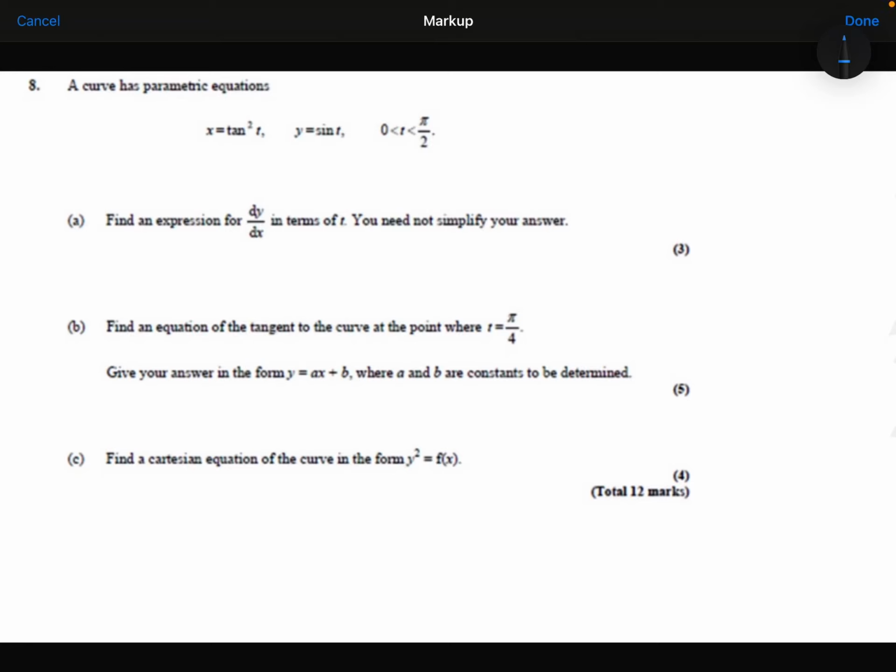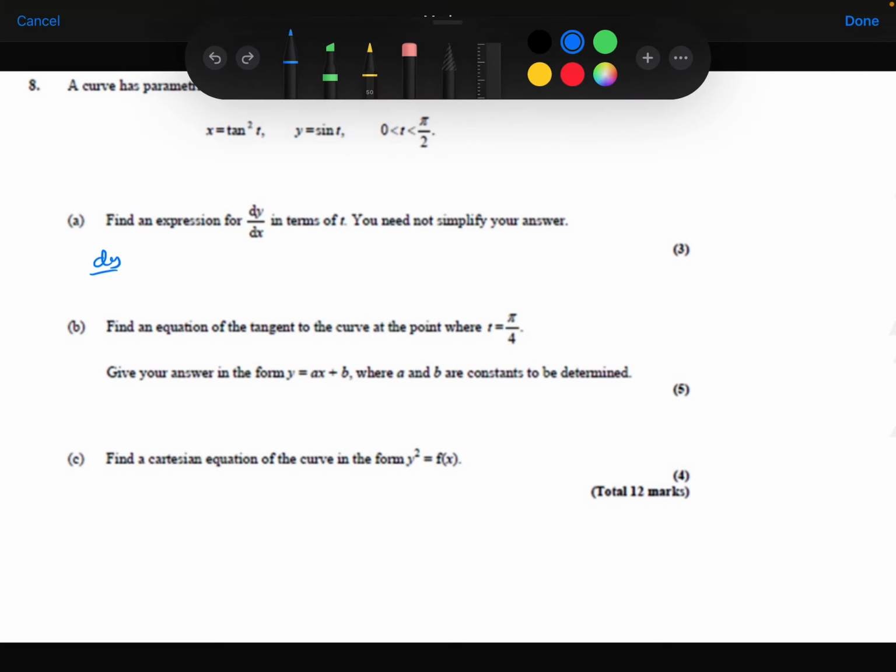The curve has parametric equations x equals tan squared t, y equals sine t, where t is between 0 and pi over 2. Part A. Find an expression for dy by dx in terms of t. So, we're going to use the formula dy by dx is equal to dy by dt divided by dx by dt.